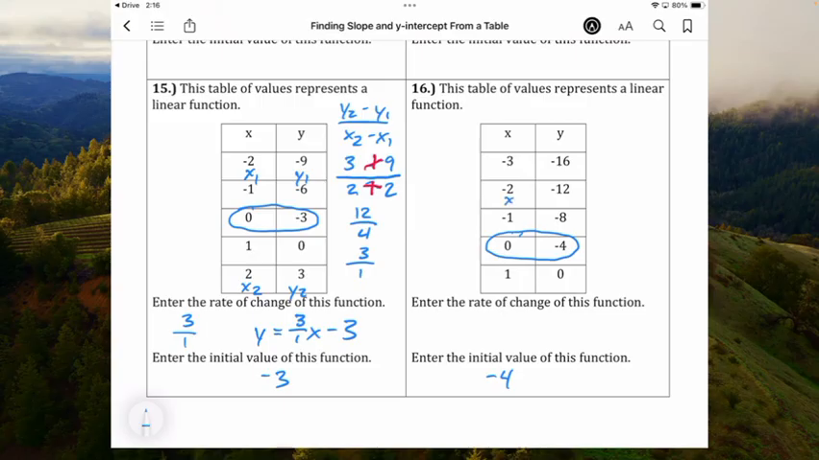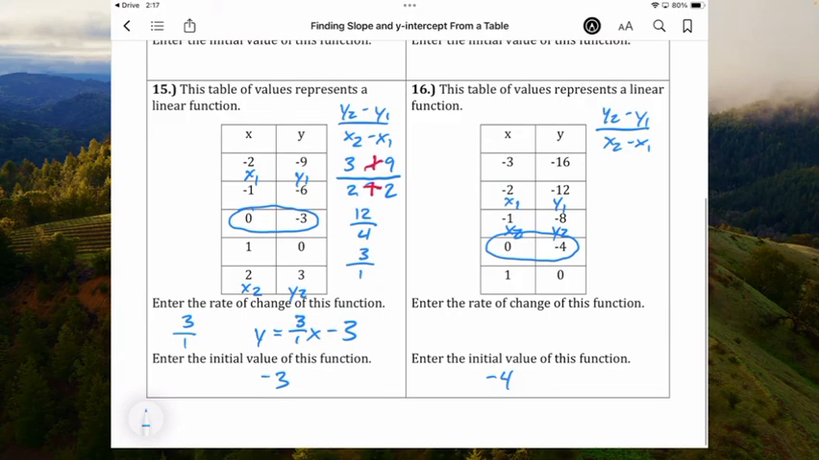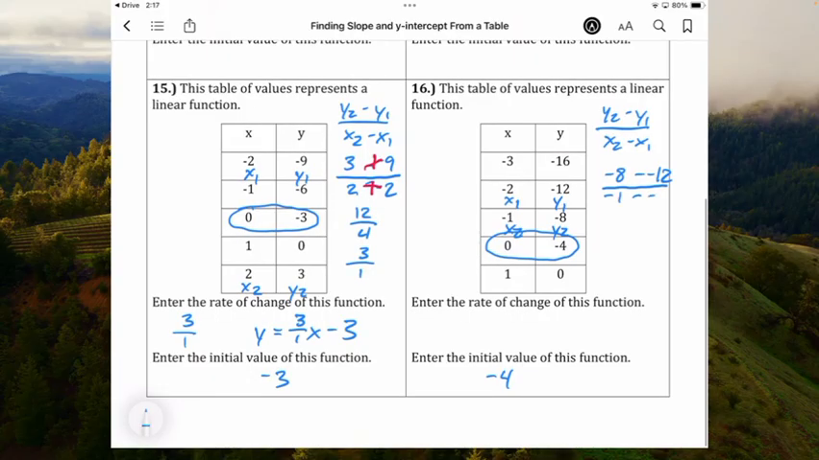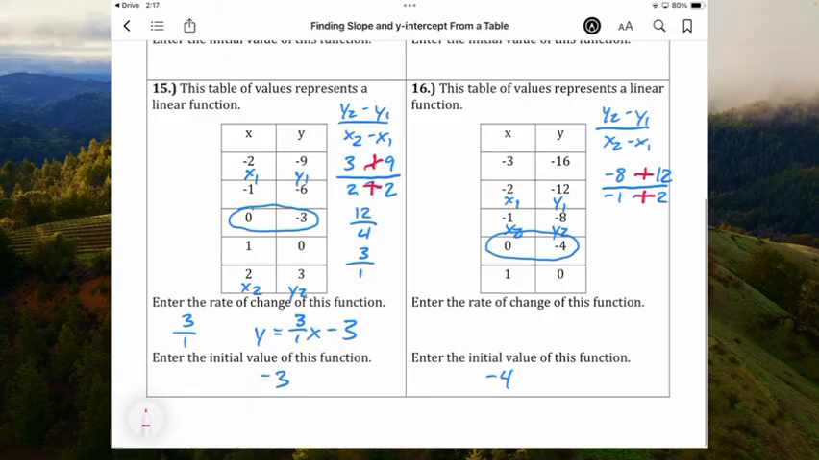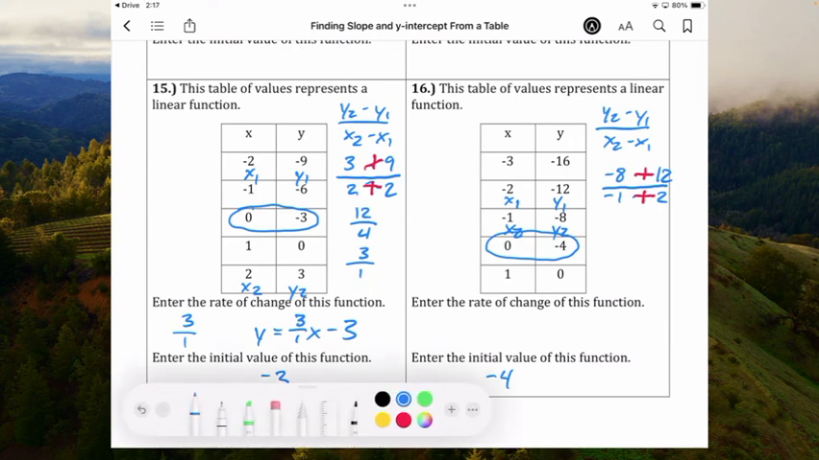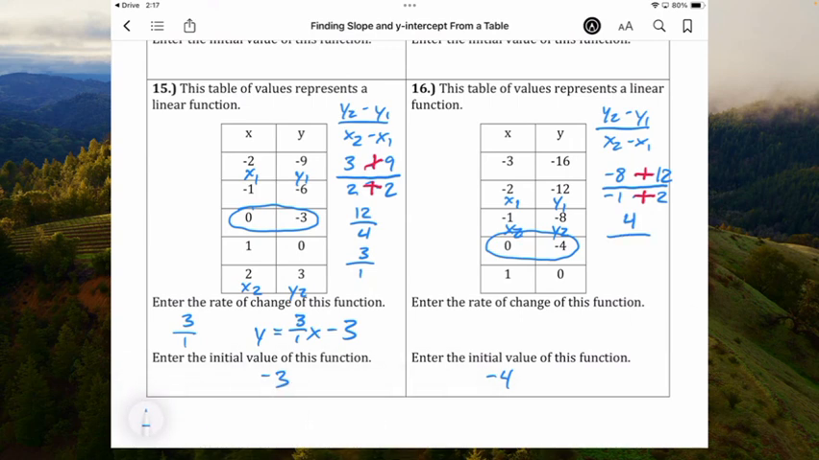Let's choose the second one and the third one, x1, y1, x2, y2. y2 minus y1 over x2 minus x1. Template. Negative 8 minus negative 12 over negative 1 minus negative 2. The double negatives will become a plus. Negative 8 plus 12 is positive 4. Negative 1 plus 2 is positive 1. Rate of change is 4 over 1. Our equation would look like y equals 4 over 1 x minus 4.